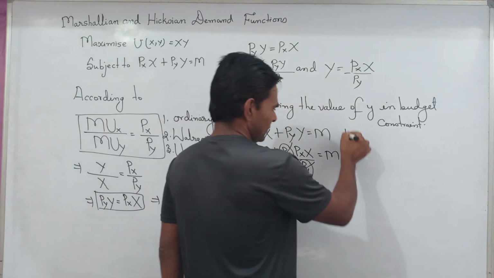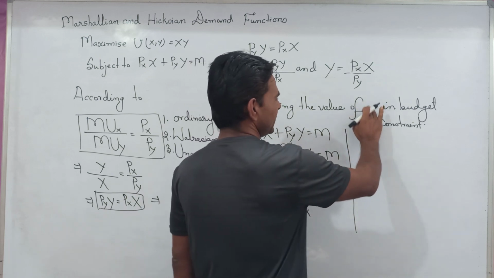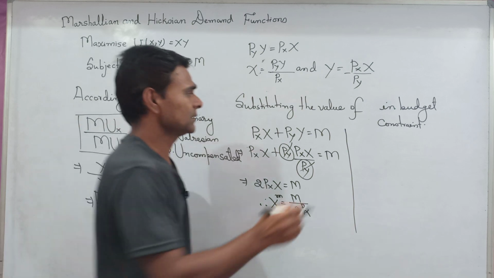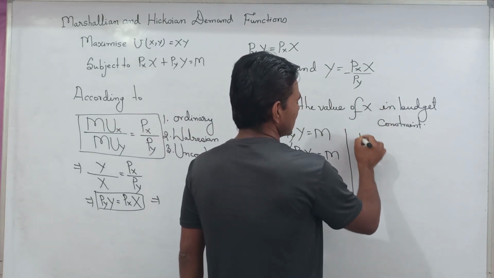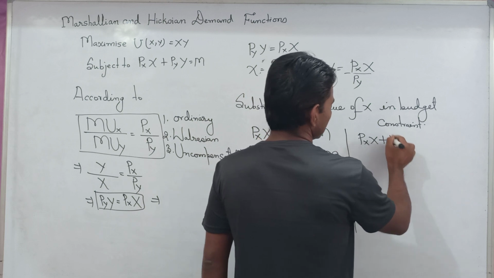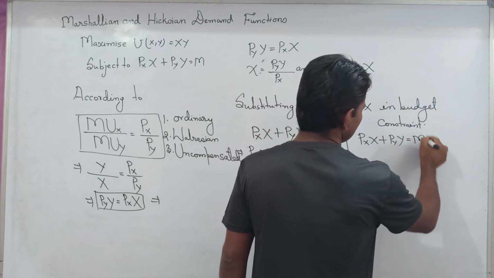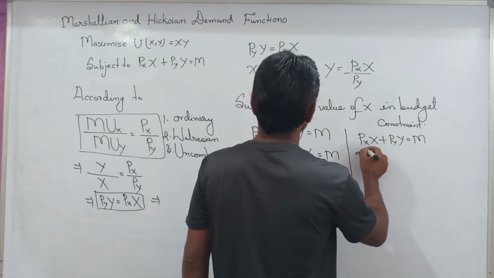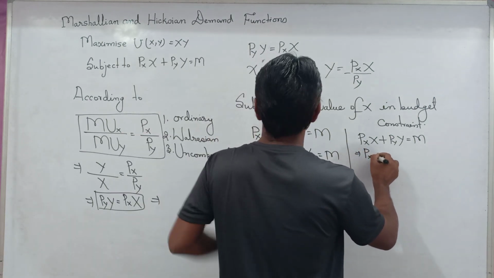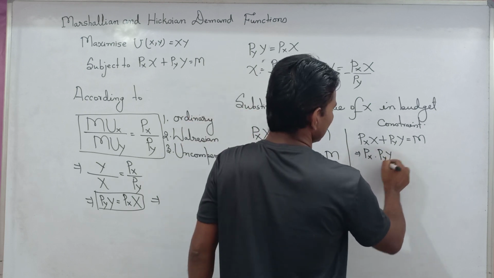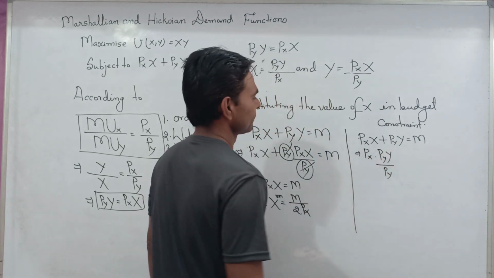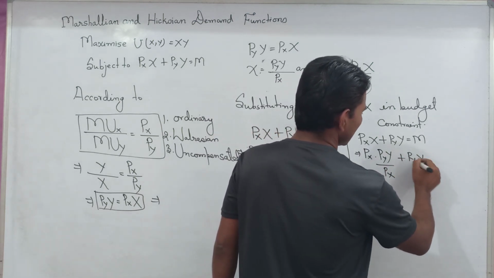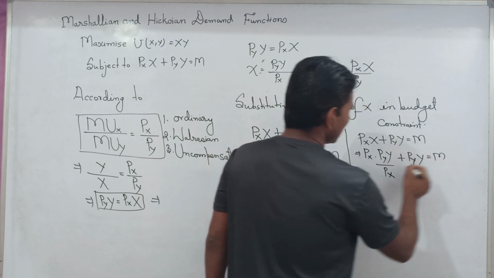Similarly, we can get the Marshallian demand function for commodity Y. We need to substitute the value of X in the budget constraint: price of X into X plus price of Y into Y equal to M. And what value did we get for X here? Price of Y into Y by price of X, so price of X into that, plus price of Y into Y equal to M.